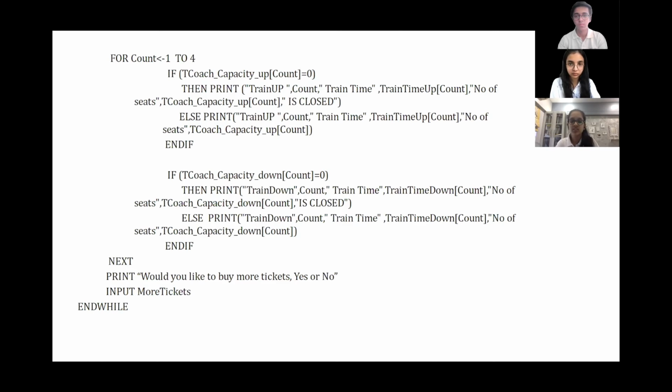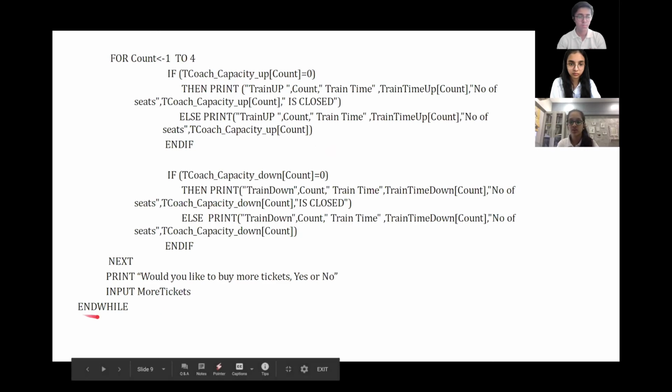is updated. Once this is done, the user is asked to input whether they would like to purchase more tickets. If they prefer to buy more tickets, then the loop executes again, whereas if they do not, then the loop breaks.